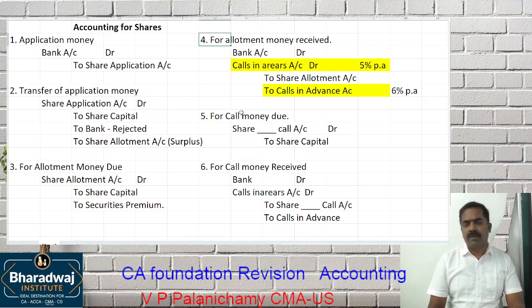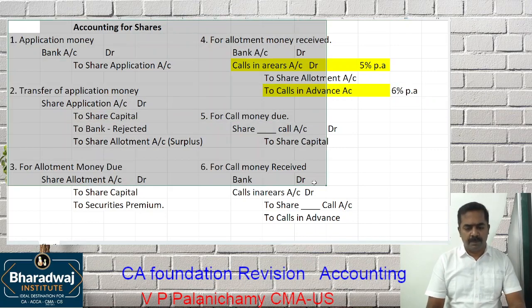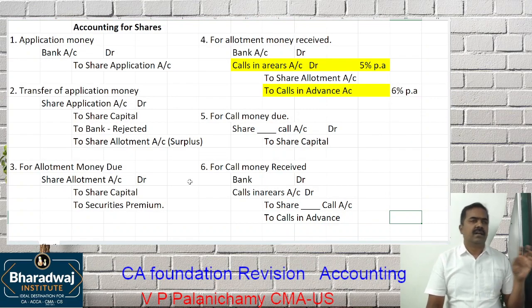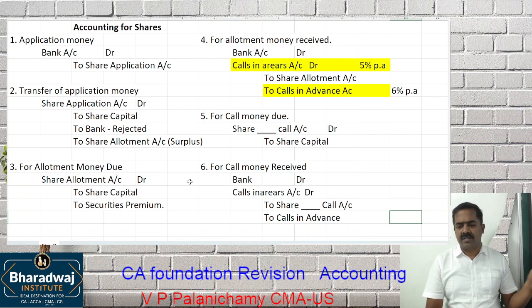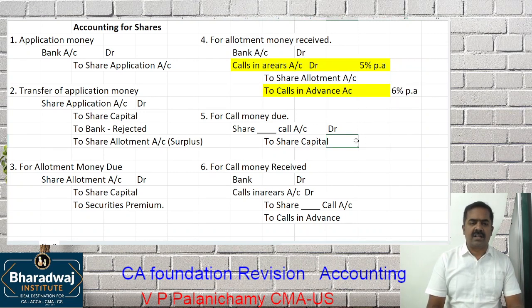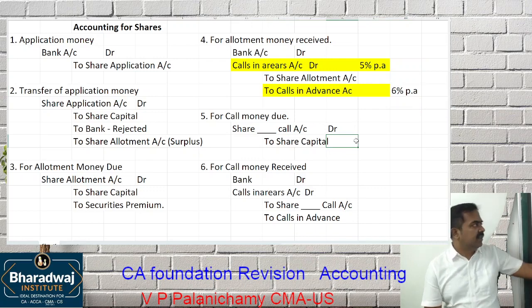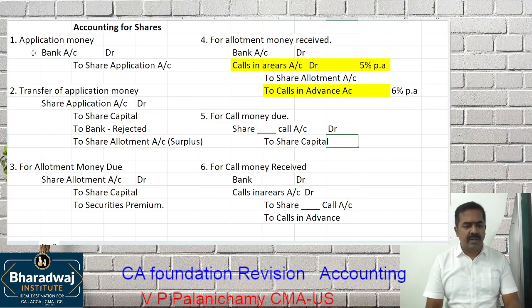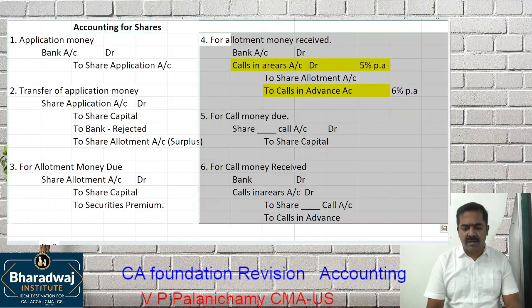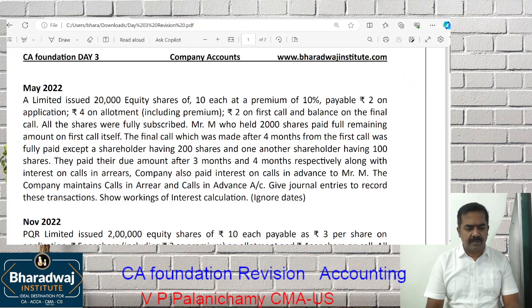So this is the base thing that I hope you should remember. Then we'll do a problem based on this. Once a problem was asked with calls in arrears and calls in advance, with interest on both, we'll solve a problem based on that. No need to copy this. We'll directly apply this in a question. Go to the first question, please. May 2022 question. Go through that.